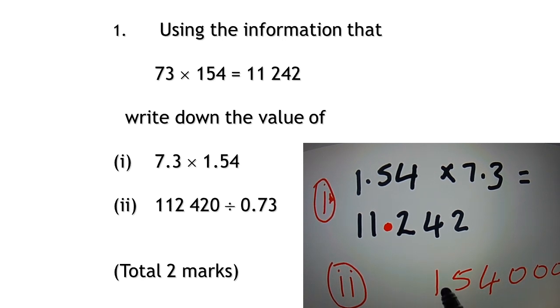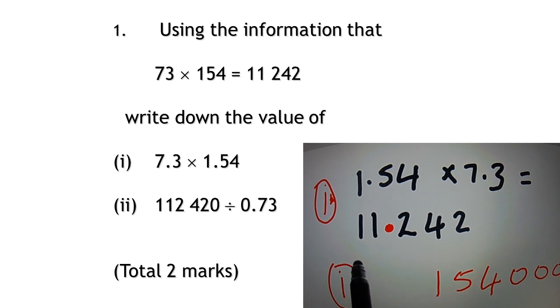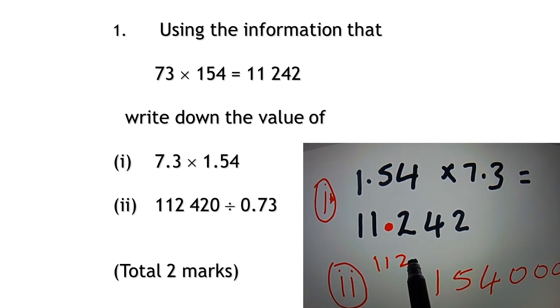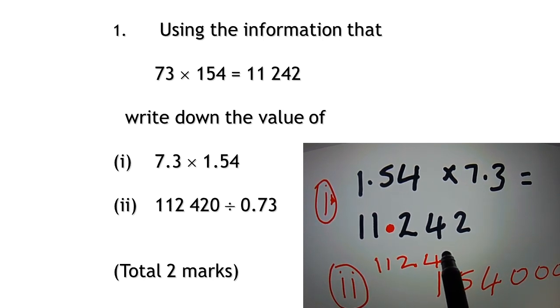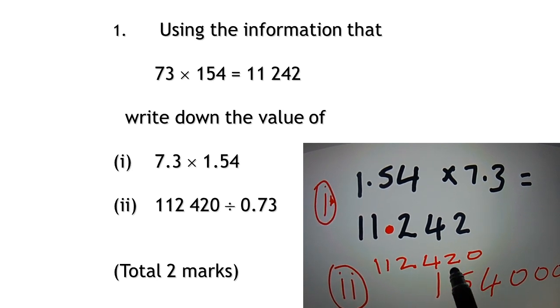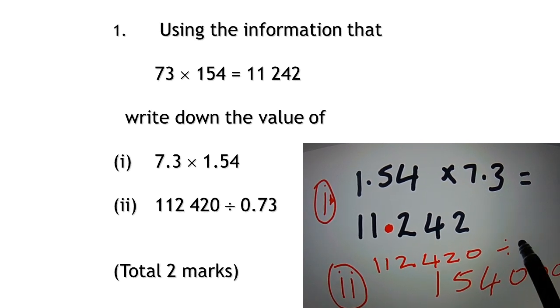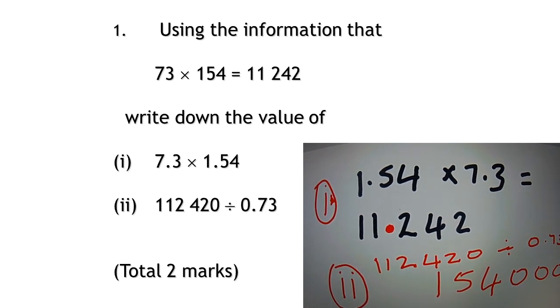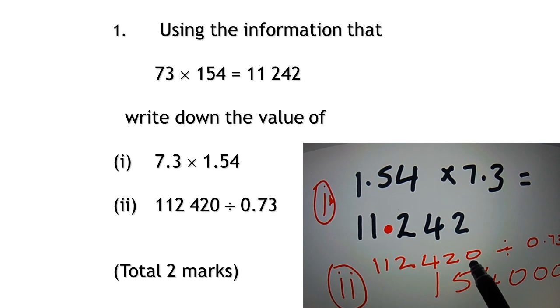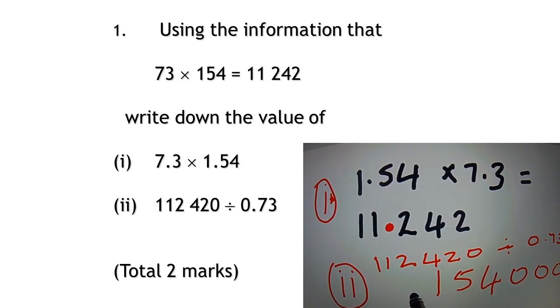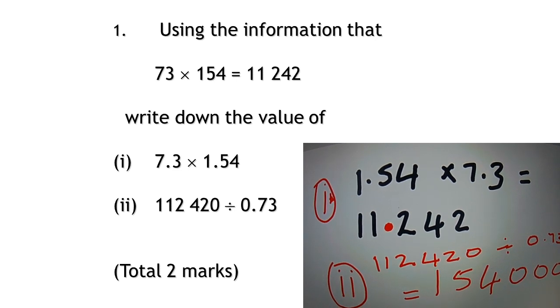So notice the difference here. You've got 1, 1, 2, 4, 2, and there's a 0 there. So that's multiplied by 10. Also notice this is divided by 0.73, which is divide by 100. So we've got 10 added there and divided by 100 there, so you've got 1,000. So think about this, you've got 1,000, so your answer is 154,000.